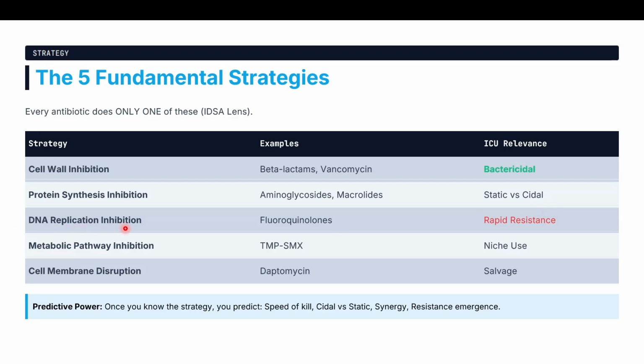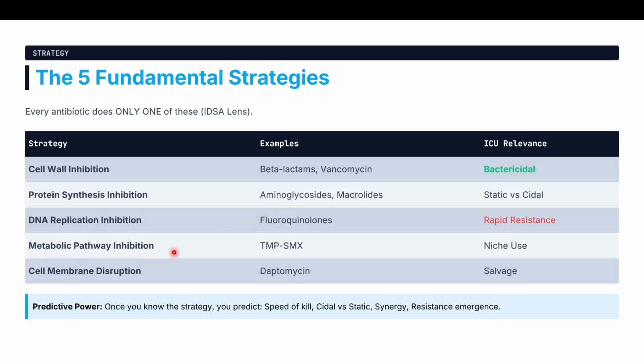DNA replication inhibition, such as fluoroquinolones, is by DNA gyrase inhibition. The most important adverse effect or drawback of this antibiotic is that rapid resistance develops to these kinds of antibiotics, and whenever you see a culture, it is highly likely that you see fluoroquinolone resistance. Because of this, fluoroquinolones are now out of favor for usage in urinary tract infections.